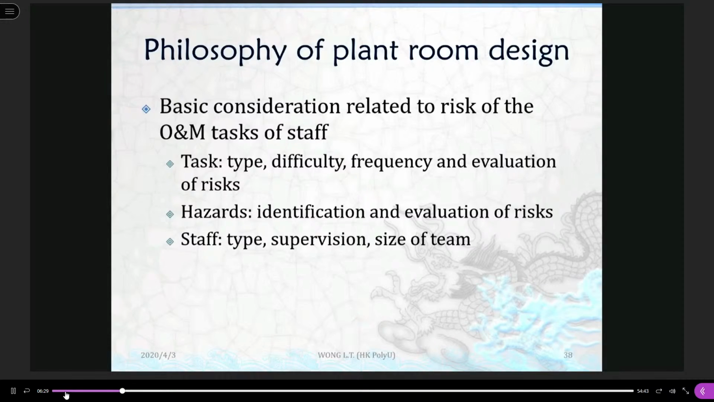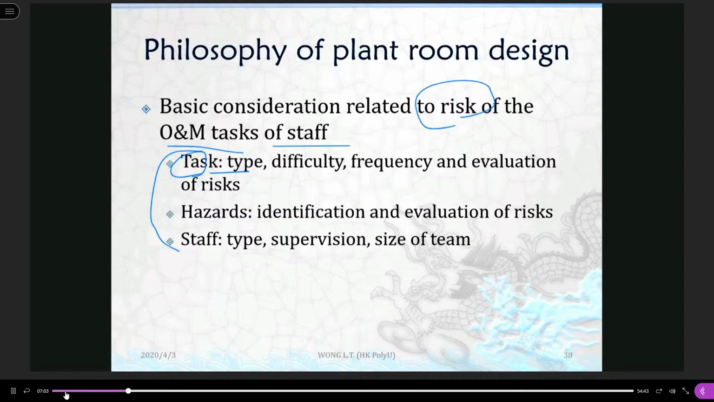Okay, philosophy of the classroom design. Basically, for the classroom we need to consider 3 things. The basic consideration is the risk of the task of the staff. Therefore, we can subdivide into 3 different consideration directions. One is what kind of task is to be conducted. For the planning design, what types of tasks will be conducted there? For this, of course, is the type.